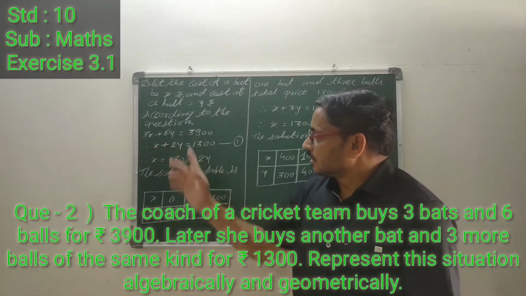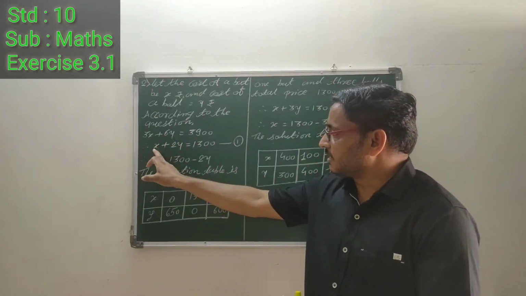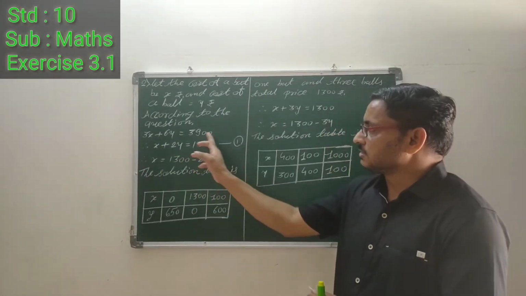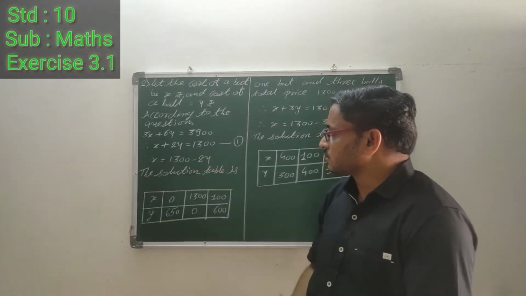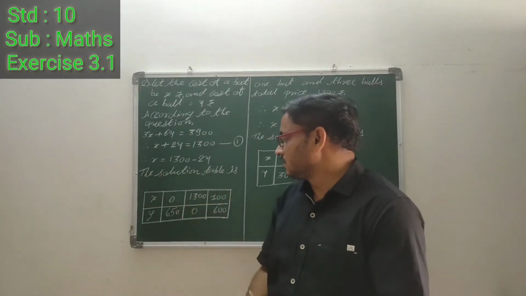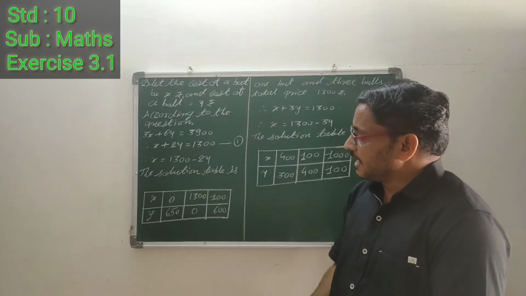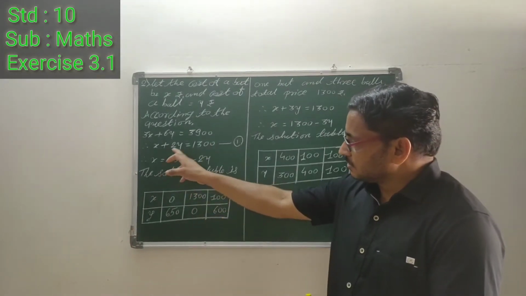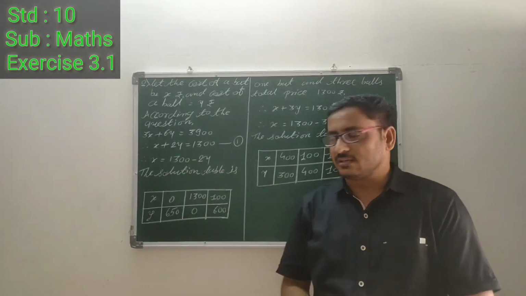Now here the common factor of 3x and 6y is 3. So we write x plus 2y. 3 comes out common from both, and it divides 3,900. So the equation is x plus 2y equals 1,300. Now for the solution table, first we have to make the equation in x form. So x equals 1,300 minus 2y. The plus 2y on the left side becomes minus 2y.